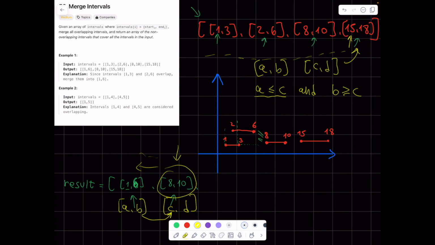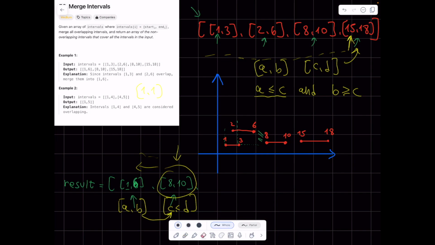So B is smaller than C, but C is always going to be smaller than D because the start value is going to be smaller than the end value or equal. I'm not sure how the question said. Maybe the question said that we can have intervals like 1, 1 or something like that, but it doesn't matter. So the only interval we have to consider when looking at a current interval is the last one.